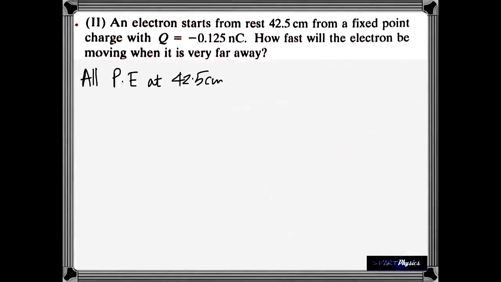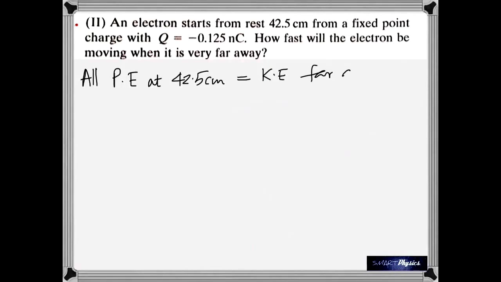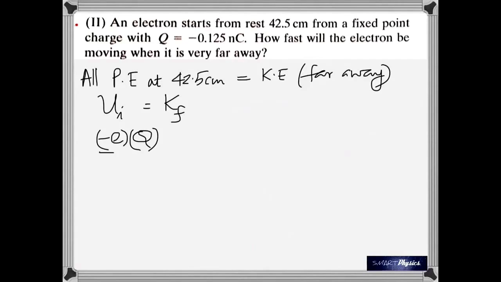So as it moves away, at a great distance away, all the potential energy it had is going to be converted into kinetic energy. That's the basic idea. So all the potential energy at 42.5 centimeters becomes kinetic energy very far away. So put the equations together. Ui is equal to Kf. Potential energy is just K times the product of the charges divided by the distance. Here K is written as 1 by 4 pi epsilon naught.